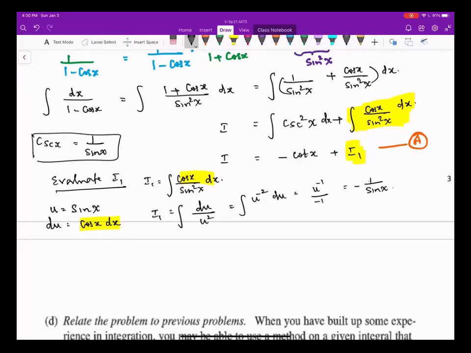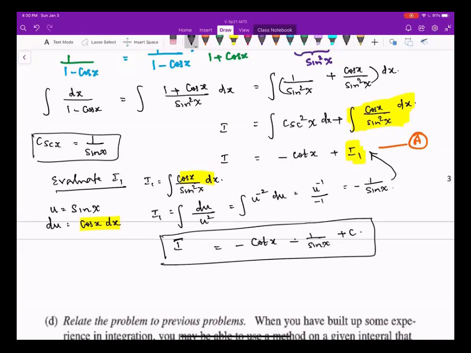Then we have to remember to add the c at the end of the problem. So substitute this over here. So I equals negative cotangent x plus I1, and I1 is 1 over sin x. Don't forget the c because it is an indefinite integral. Hope this video helps.